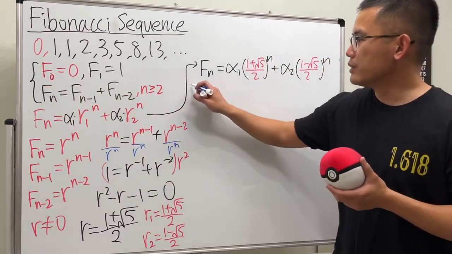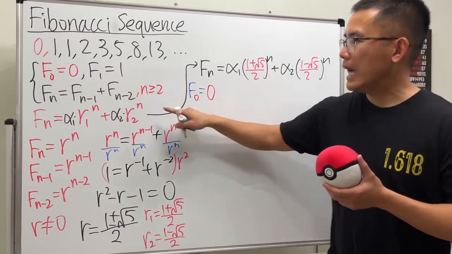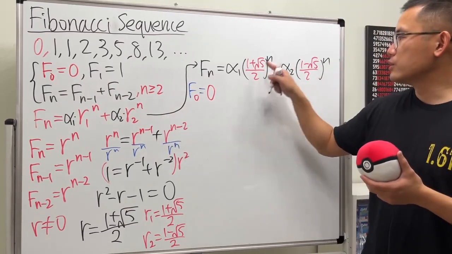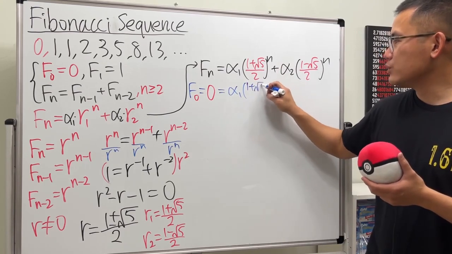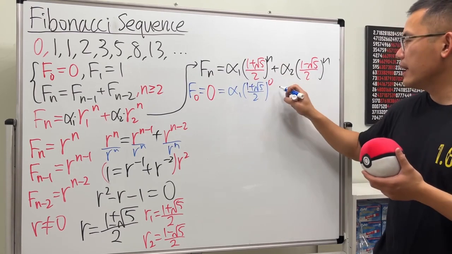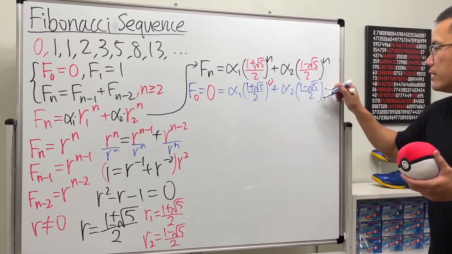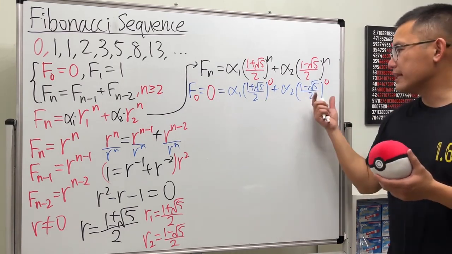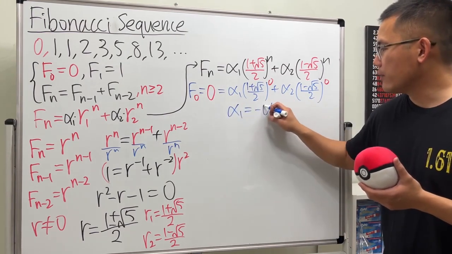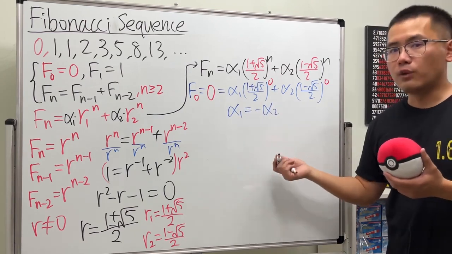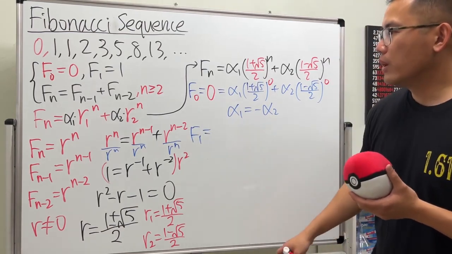Alright, so next, let me just come back here. We know f0 is equal to 0, so I can say right here, f0 is equal to 0. This means I want to put the 0 into the n, so I'll just put it here, and we will have alpha 1 times this. This is so nice because we have the 0 power. So right here, and then alpha 2, and then times 1 minus square root of 5 over 2, and then raised to the 0 power. So that's just 1, and we can move the alpha 2 to the other side. This means alpha 1 is equal to negative alpha 2, or alpha 2 is equal to negative alpha 1, one way or the other.